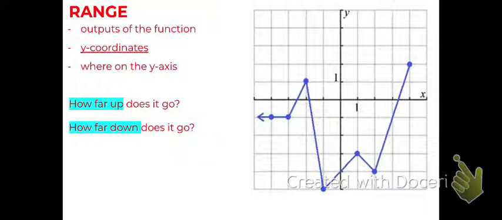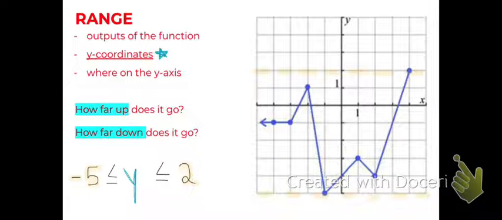So in this case, it goes all the way up to 2 on the y-axis. That's the farthest it reaches up. And it goes all the way down to negative 1, 2, 3, 4 to negative 5. So it's from negative 5 to 2. What is between negative 5 and 2? The y's. So y, since it's the range, is in between negative 5 and 2.